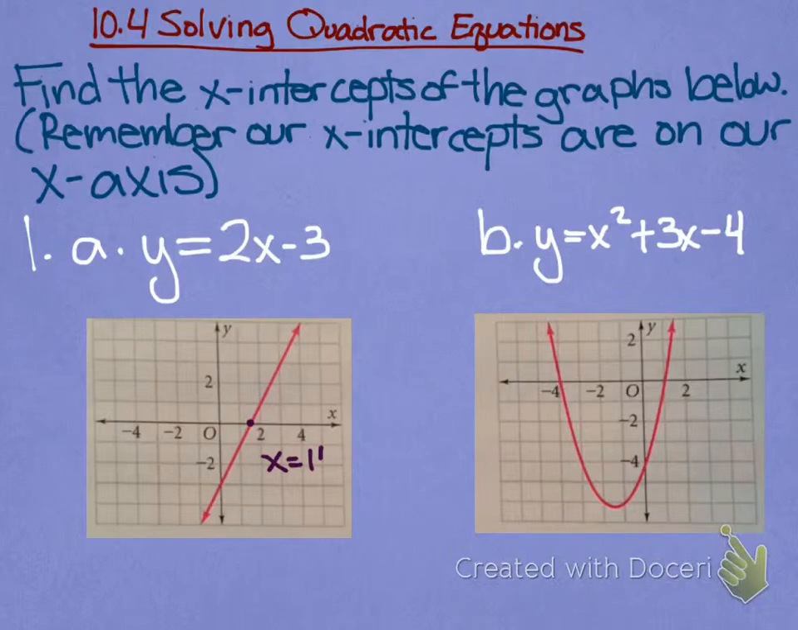Okay, so if we take a look at number 1, we can see that our x-intercept is somewhere in between 1 and 2, and it looks like it's right in between. So I would say that this is at x equals 1/2. And if we look at B, we have two x-intercepts here. One's at -4 and one's at +1. So I write x equals -4 and x equals 1. So when we have the graph in front of us, it's easy to tell where our x-intercepts are. We just look at where they're crossing the x-axis.